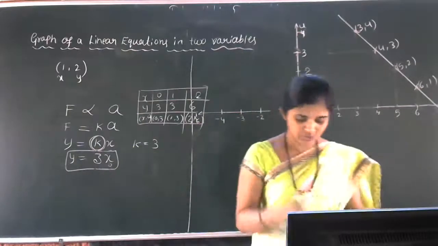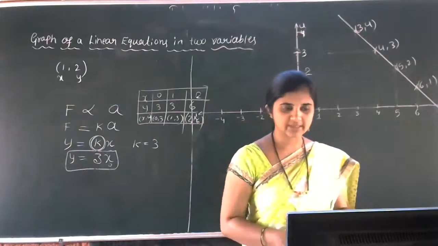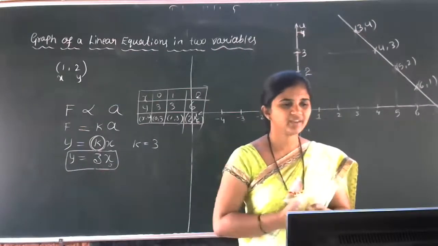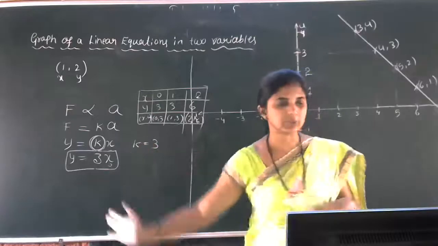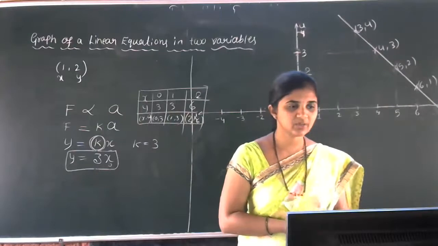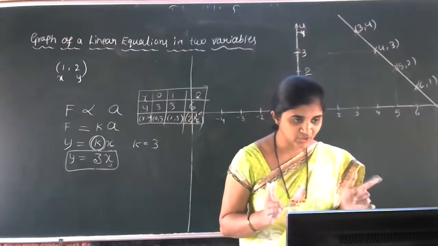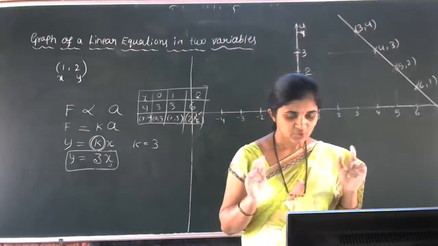Just read that example 7 at home, then work it out. Got the idea? Draw the graph of y is equal to 3x. That is left to you. Is that clear, students? How to draw the graph of a linear equation in two variables? Yes, got the idea? Okay. Do you have any confusion?